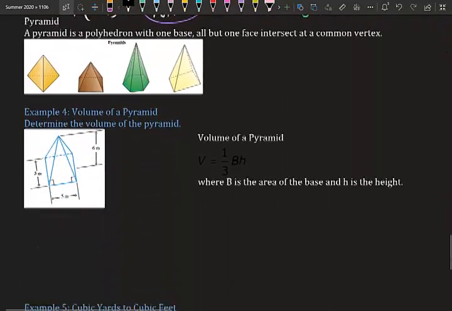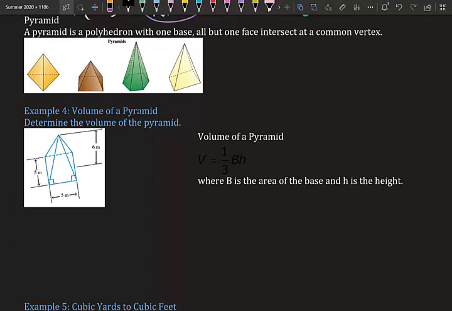A pyramid is a polyhedron with one base. All but one face intersects at a common vertex. So you know a pyramid when you see it. Volume of the pyramid is V equals 1/3 capital B times H, where B is the area of the base and H is the height. It's basically the same formula, except we have a 1/3 now.